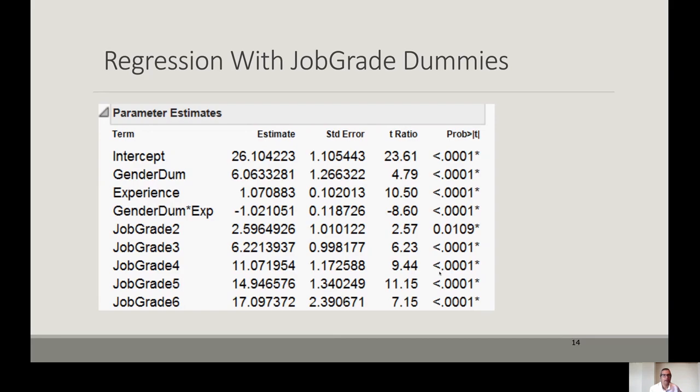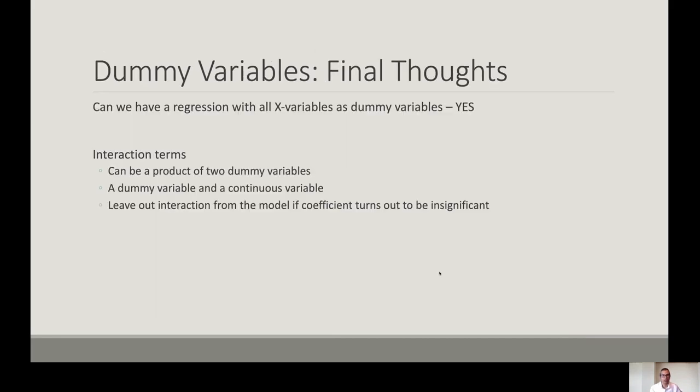Okay. Now, some final thoughts about dummy variables. Suppose you ask, can we have a regression with all the X variables as dummy variables, right? Maybe we don't even have a single X variable that's a continuous variable. Is that possible? The answer is yes, that's very much possible. It's not necessary to have any X variable as a continuous variable. You can have all X variables as dummy variables.